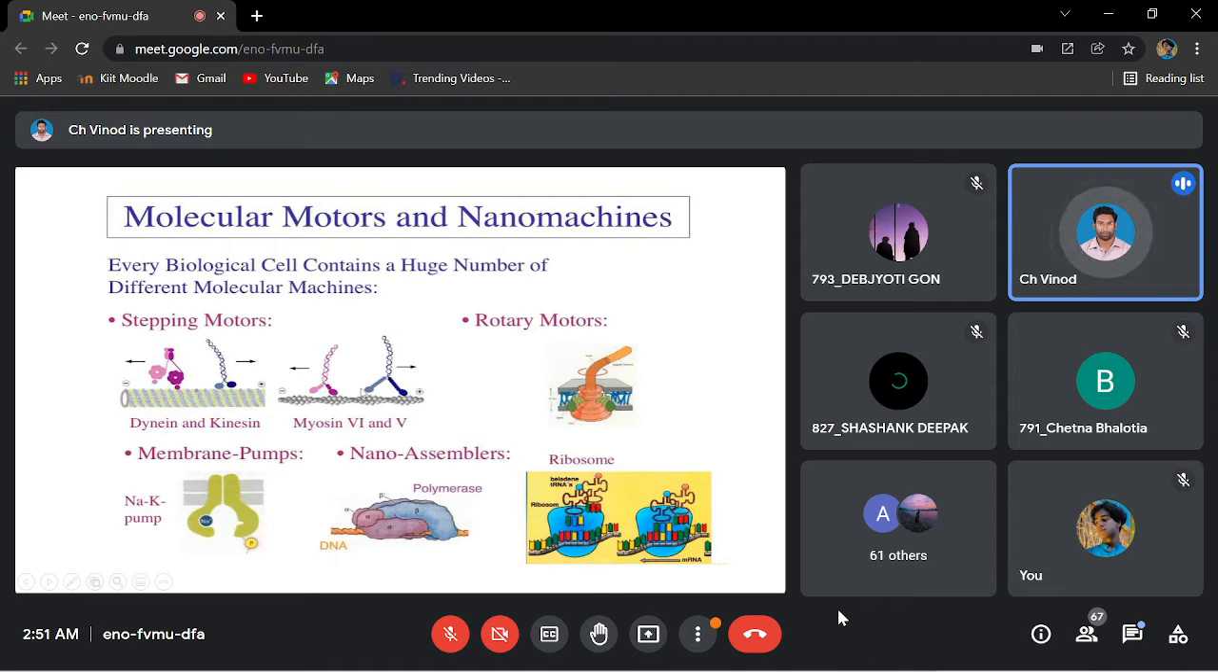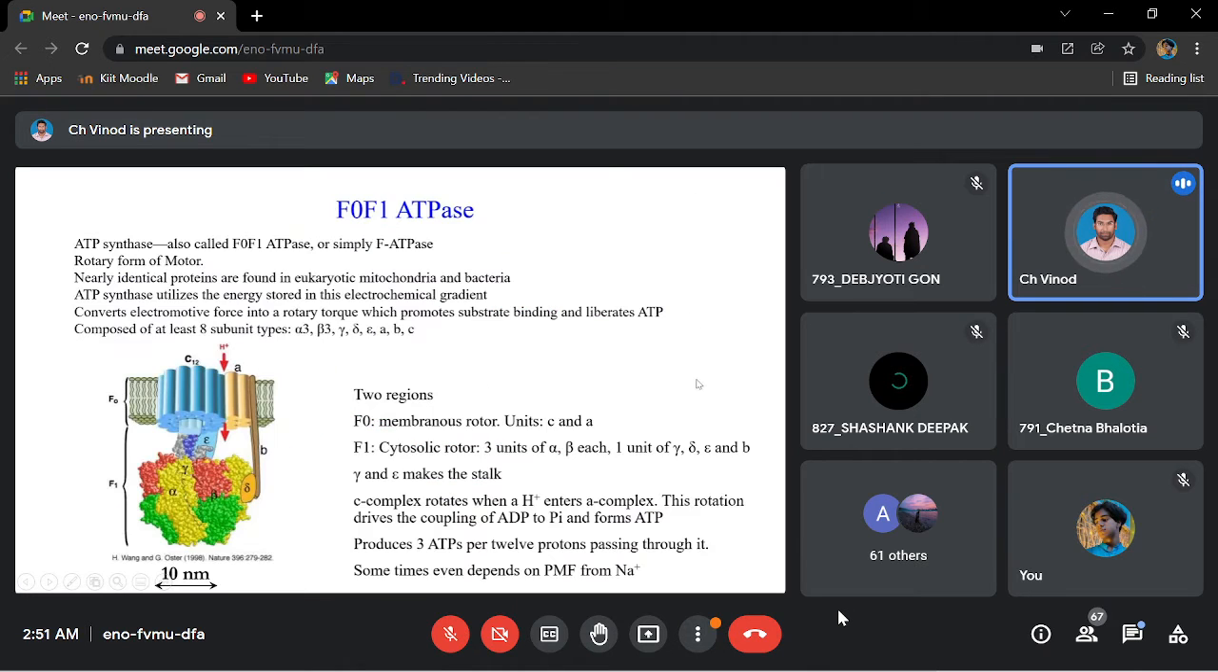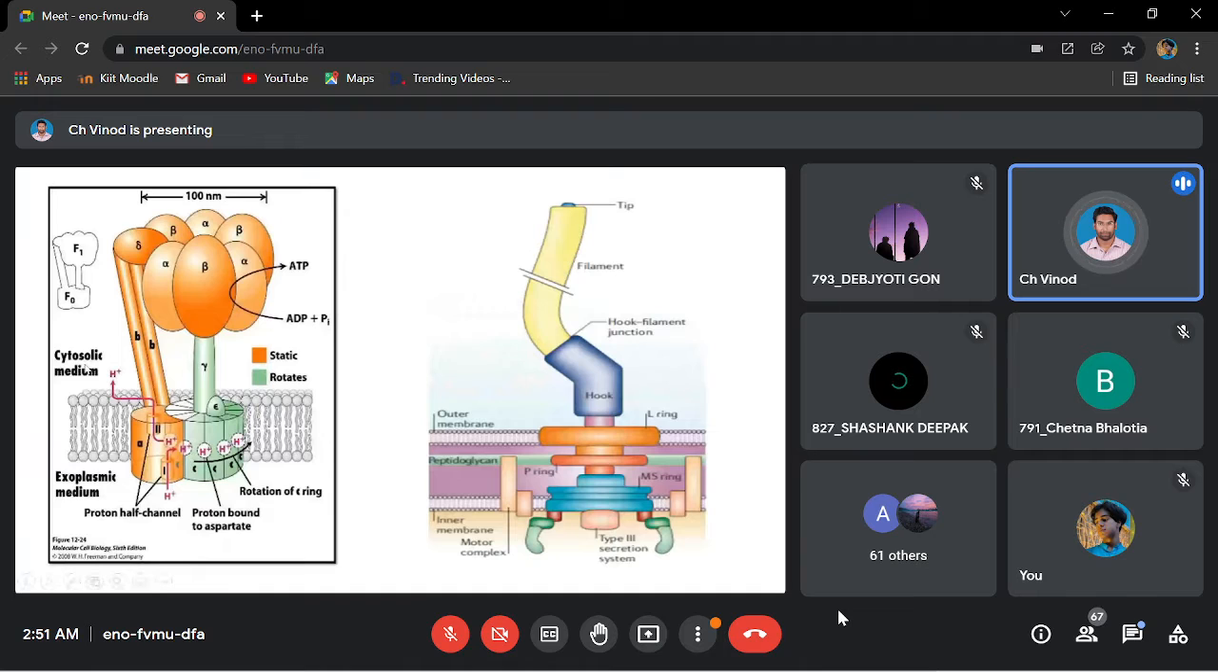Okay. So how does this activity come into play? Let's look at it. First, we begin with the rotary motors. In rotary motors, we have two motors to study. One is the so-called ATP synthase, which is crucial for generating your energy molecule ATP inside the mitochondria. ATP is generated in the mitochondria. How is it generated? This is the motor that does it.